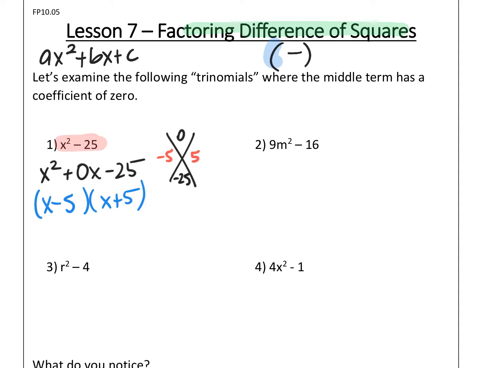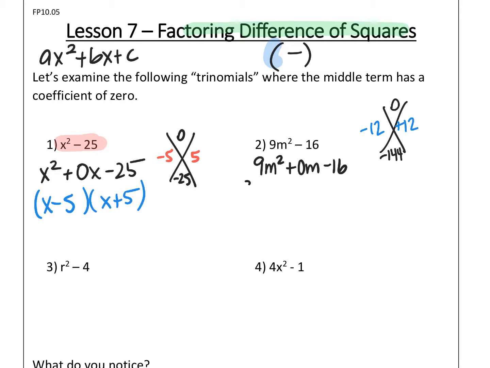Okay, let's look at the next one. Same thing, I could write a 0m in here. So my sum is 0, and my product is 9 times negative 16, which is negative 144. So I need two things that multiply to negative 144 and add up to 0. Well, how about negative 12 and positive 12?